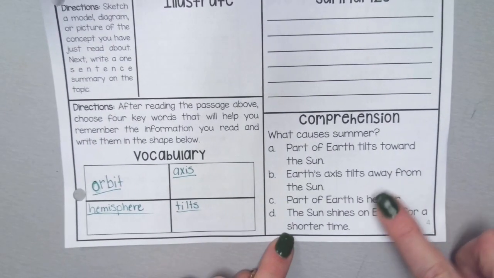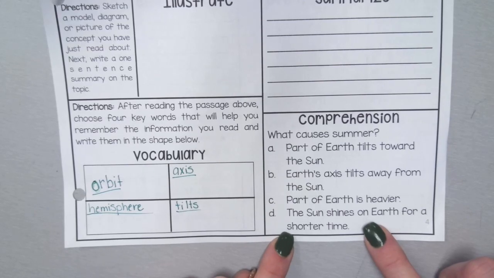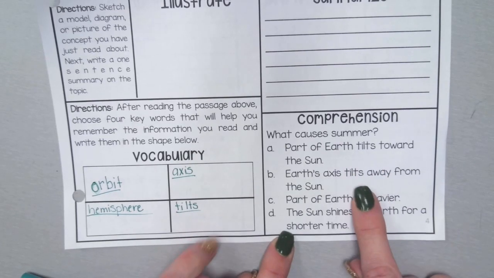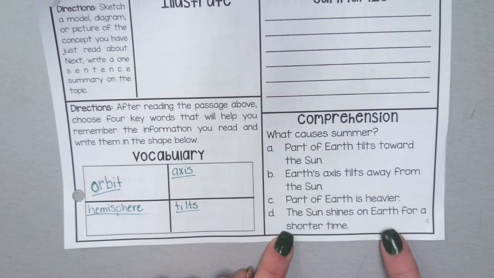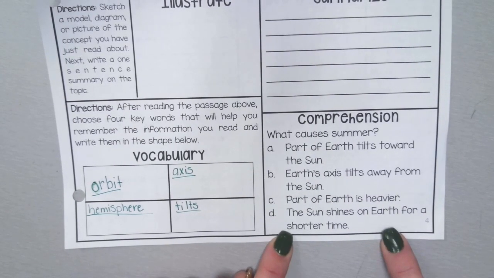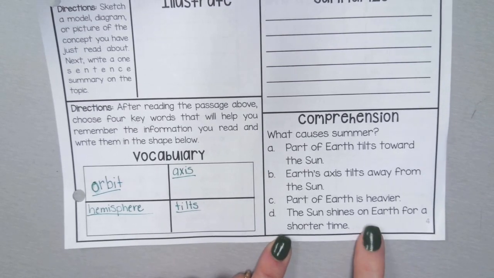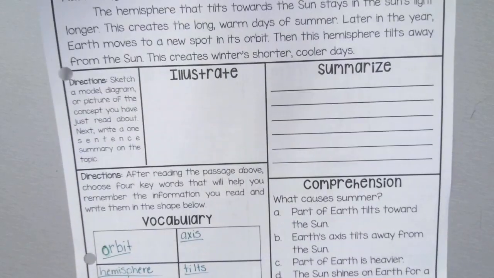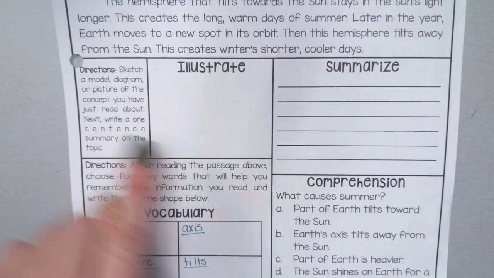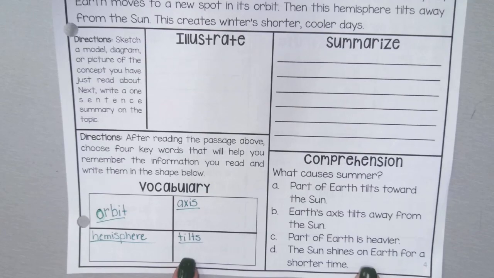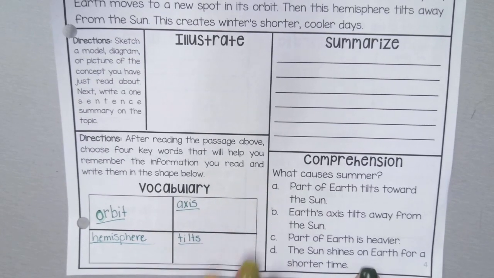We also have one comprehension question to answer. It says, what causes summer? A, part of the earth tilts toward the sun. B, the earth axis tilts away from the sun. C, part of the earth is heavier. Or D, the sun shines on earth for a shorter time. I'm not going to answer this now. I want everybody to take a few minutes and answer this on their own. I'm going to give you maybe 10 minutes to do your sketch, your one-sentence summary, tell me how these four vocabulary words are important, and answer the comprehension question.